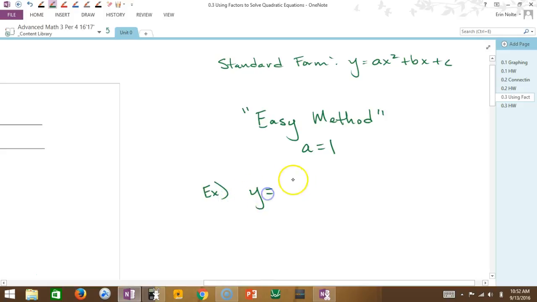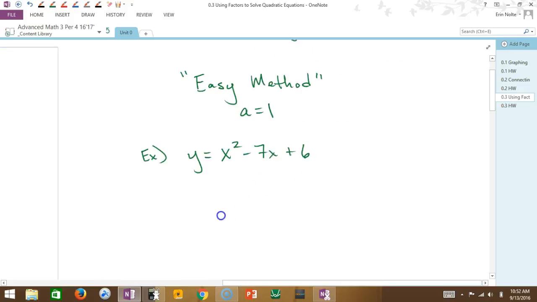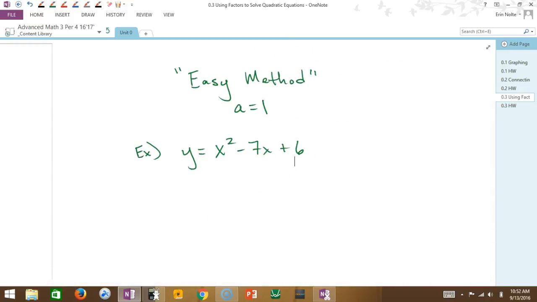Let's say they gave us some quadratic in standard form such as this. And just simply said, factor this.